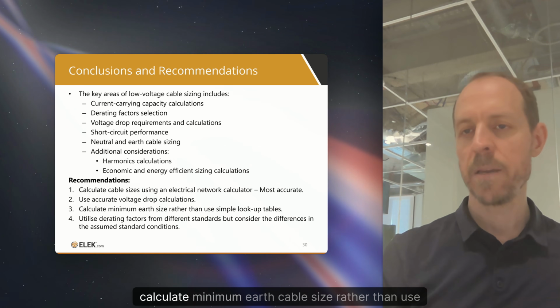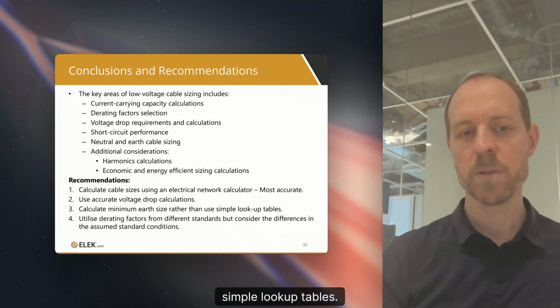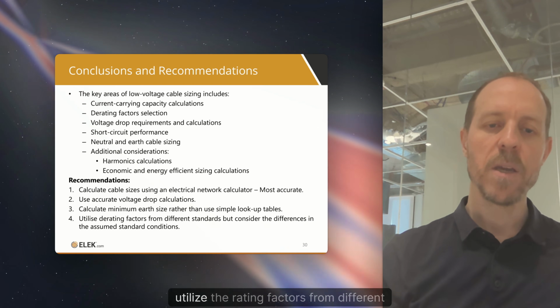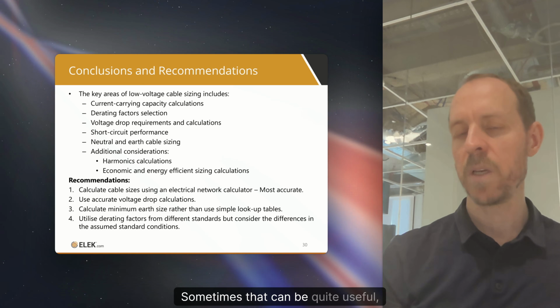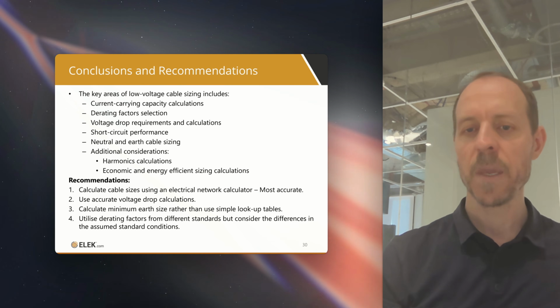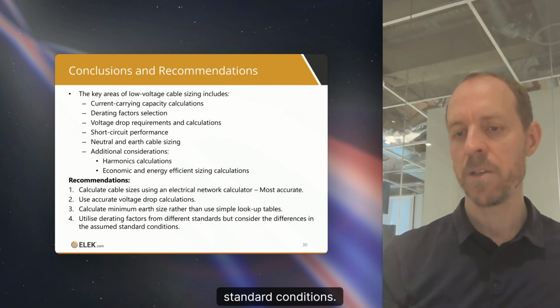Secondly, you should use accurate voltage drop calculations and equations. Thirdly, calculate minimum earth cable size rather than use simple lookup tables. And finally, utilize derating factors from different standards. Sometimes that can be quite useful, quite handy, but consider the differences in the assumed standard conditions.